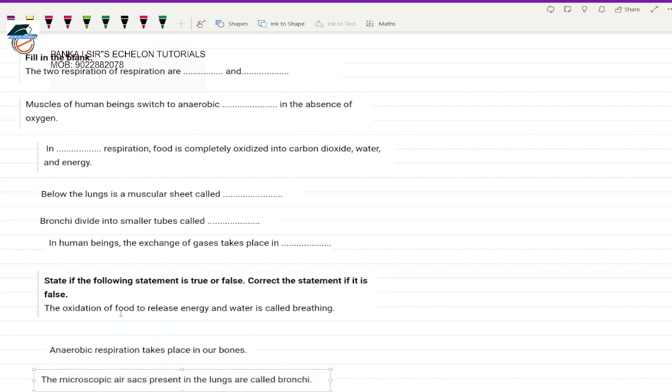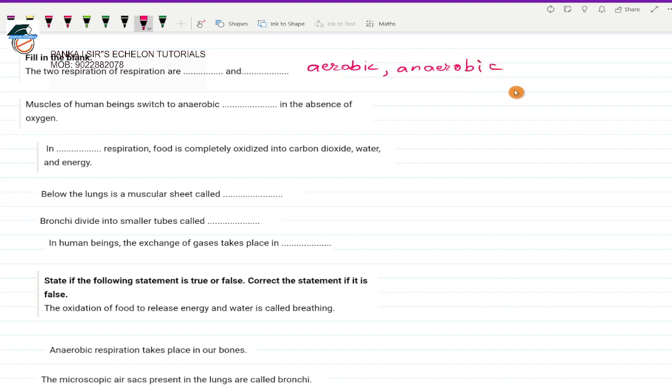Okay, so the next question is fill in the blanks. In fill in the blanks, the first one is: the two respiration of respirations are dash and dash. Okay, it should actually be the two types of respiration are dash and dash. So it should be two types of respiration. Anyways, the answer should be aerobic and anaerobic. Let me write the answer over here: aerobic and anaerobic.